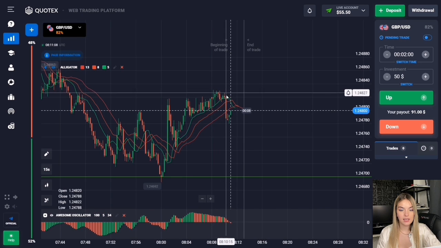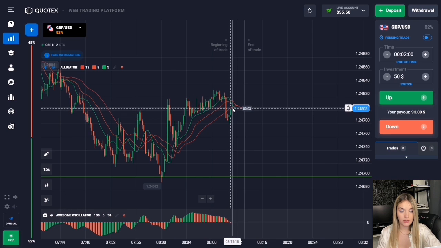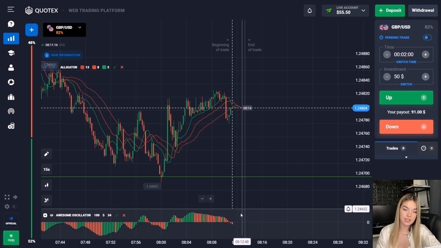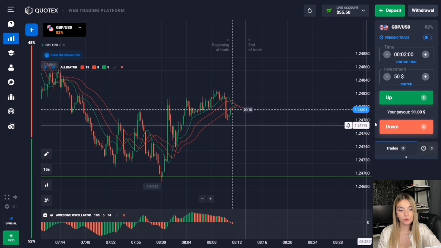Here we see that there has been a reversal from this point and the price is moving downwards with an impulse. So there is also an intersection of the moving averages, and the lower indicator tells us that the volumes are growing downwards. In this situation, I suggest opening a deal for 2 minutes to decrease.